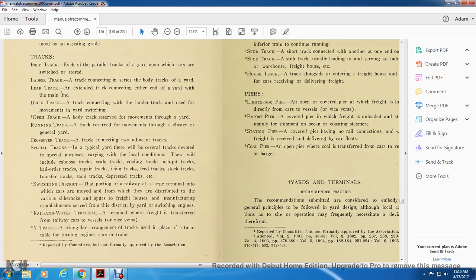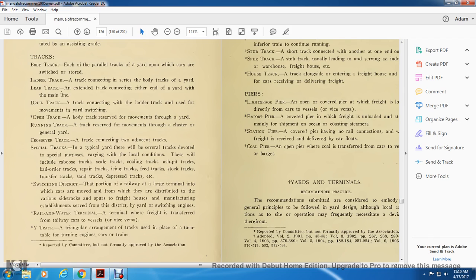Body track: each parallel track of the yard upon which the cars are switched and stored. Ladder track: the track containing the series of connections with the body tracks of the yard. Lead track: the track extending to the yard, containing a connection at either end of the yard with the main line track. Drill track: a track connected with the ladder track for the movement of the yard switching. Running track: the track reserved for the movements of the yard. Crossover: the track connecting two adjacent tracks. Special track: in the typical yard, several tracks are devoted to special purposes.